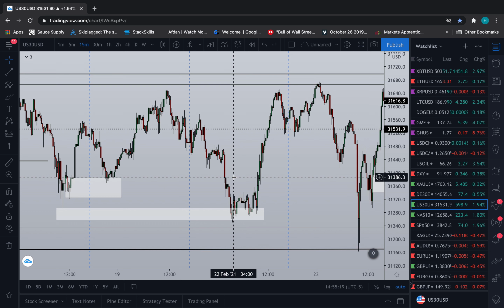Hello students, today's lesson is going to be covering the differences between a break of structure versus stop hunts or equal high liquidity sweeps.